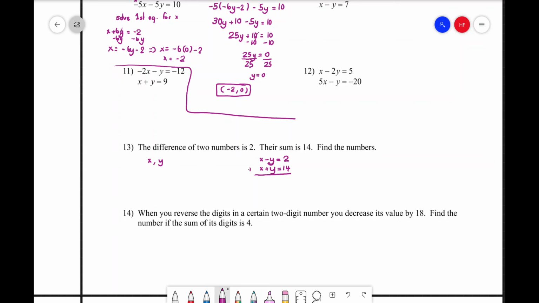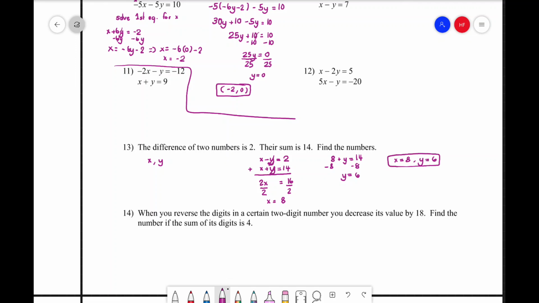And I see that I can use elimination because I have a negative y and a positive y. So I have two x's and they equal 16. So I'll divide out that 2 and x equals 8. So x equals 8 and then I need to find what y equals. So I'm going to use the second equation. So I have 8 plus y equals 14. I'll subtract 8 and I get that y equals 6. So x equals 8 and y equals 6.